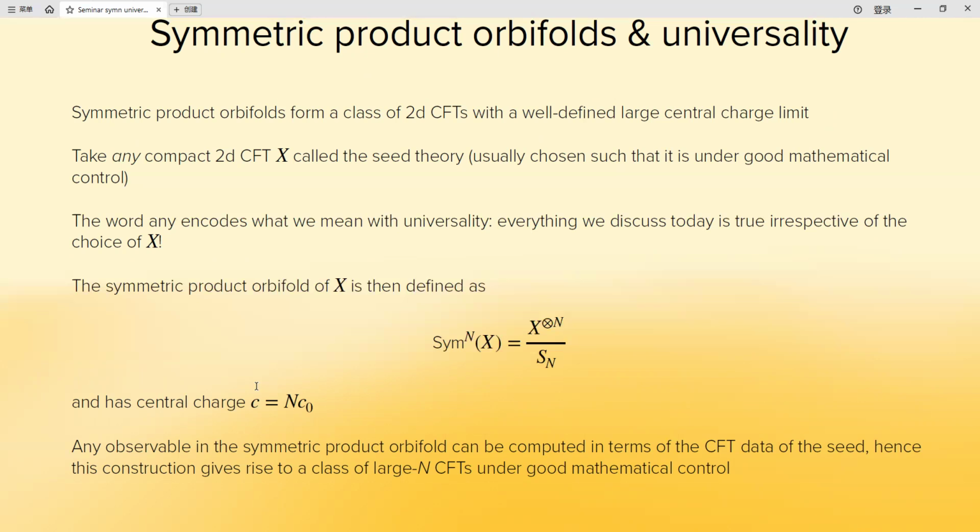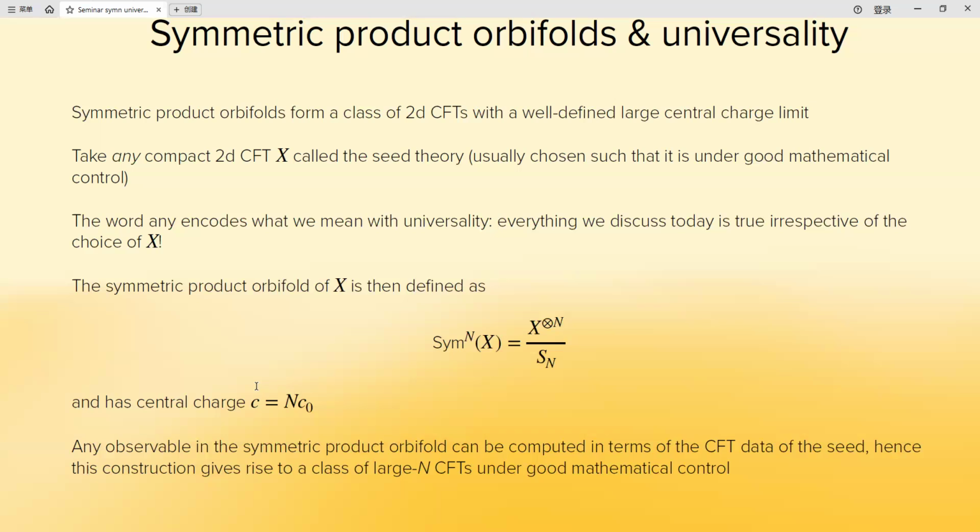Okay, and then given this seed theory X, we can define a new CFT called the symmetric product orbifold of X. It comes with the parameter n, and it's given by the n-th tensor power of X. So you take n copies of your seed theory. This introduces a global discrete symmetry by the S_n group, or the permutation group of rank n, which acts by permuting the different copies of your seed theory. And we gauge that symmetry. And that gives us the symmetric orbifold CFT. And this new CFT has a central charge given by n times the seed central charge. And so by taking n to be very large, we can have a good large central charge limit.